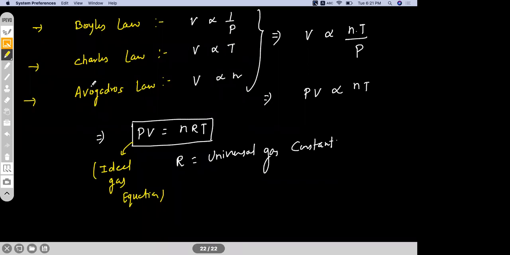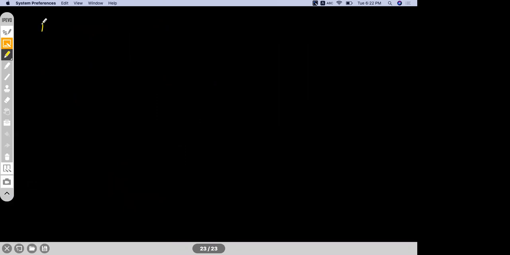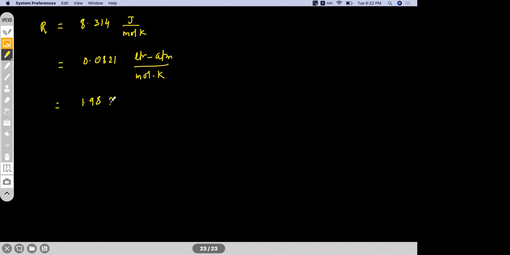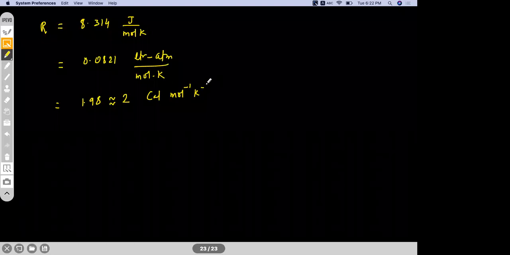Now try to understand the values of R here. These values you have to memorize. The value of R, the universal gas constant, is 8.314 joule per mole Kelvin, the SI unit. R is also equal to 0.0821 liter atm per mole Kelvin. Or it is also equal to, the exact value is 1.98, which we approximately consider as 2 calorie per mole Kelvin. So these are the three values of R we have.